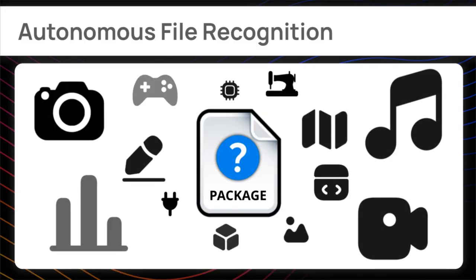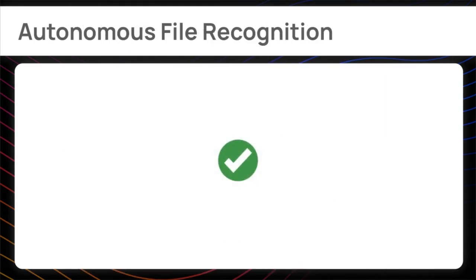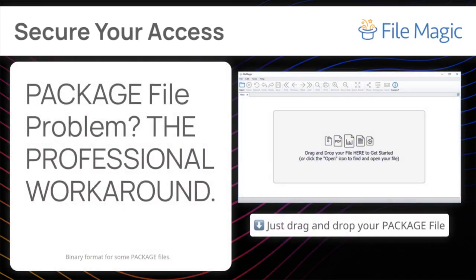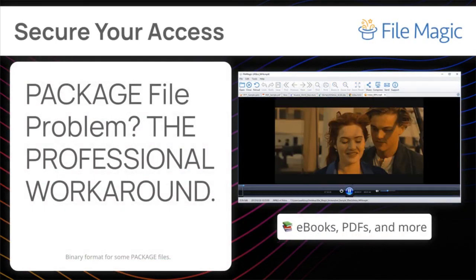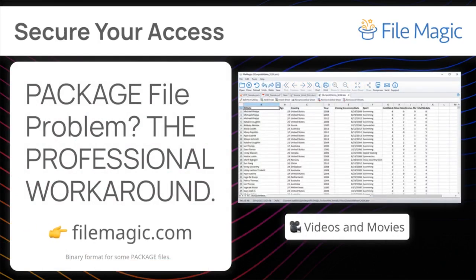A universal viewer is designed to act as a versatile tool for identifying many formats, providing a reliable way to attempt access when standard programs have failed. At this stage, your most reliable recourse is a comprehensive solution like FileMagick. It's built to bypass the limitations of basic tools, available at filemagick.com.